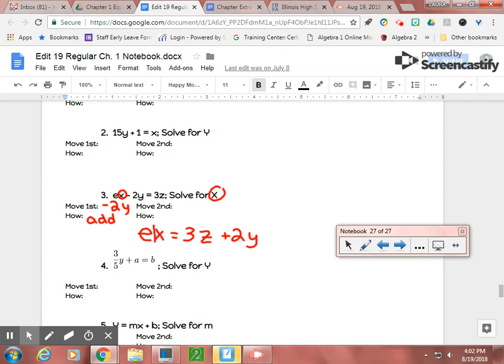So we're still trying to get the x by itself. So in order to do that, we need to move e. Well, it's e times x. Well, what's the opposite of times? To divide. So we're going to divide e. So our answer is going to look like this. And again, you still have 3 variables on the right-hand side, and that's perfectly fine.